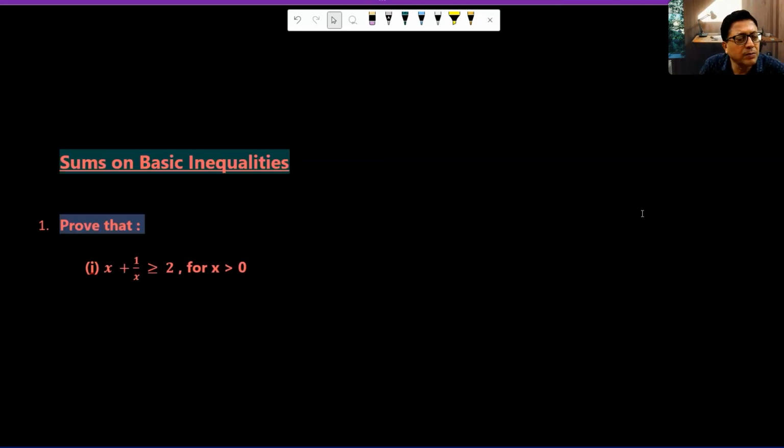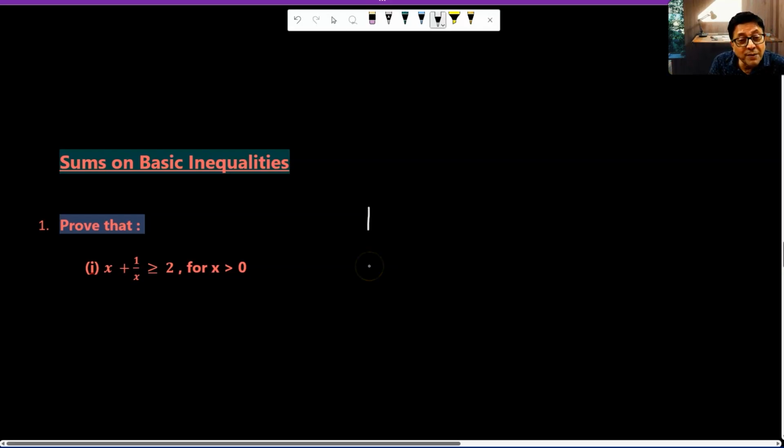Now let us solve some basic problems on inequalities, because today's class is on basic inequality only. So we'll do basic problems. Prove that x plus 1 by x greater than or equal to 2. How to prove this? This is a basic inequality, no? We don't know any advanced inequality here, standard inequality here. For x greater than 0, this will always be greater than or equal to 2. See how I am answering this question.